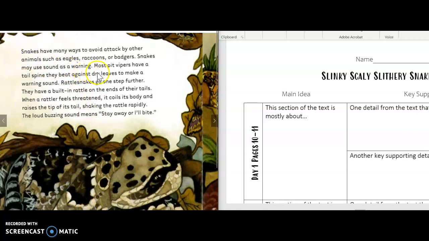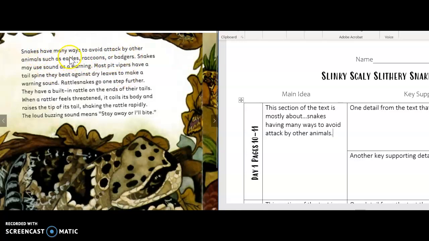So if I wanted to identify the main idea on these pages, I might say something like, the section of the text is mostly about snakes having many ways to avoid attack by other animals. Now, if you look, boys and girls, right here in this very first sentence, snakes have many ways to avoid attack by other animals, and then it even lists some of those animals.